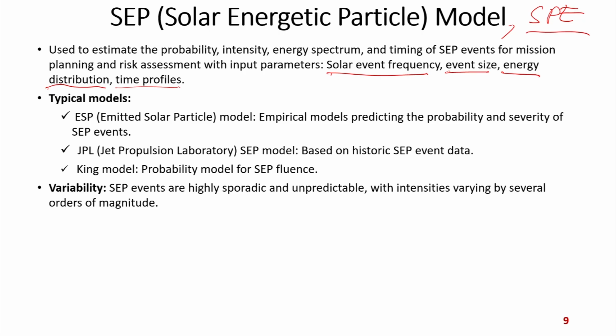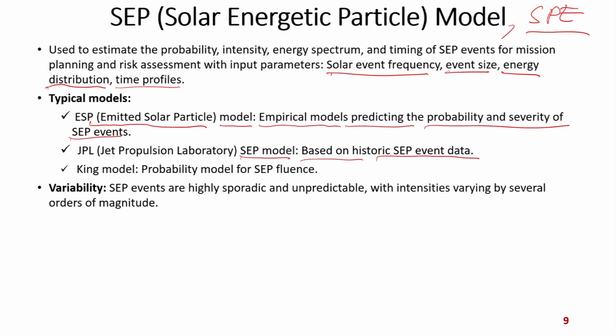So, the typical models are ESP. ESP is the Emission of Solar Protons model. This is an empirical model predicting the probability and the severity of SEP events. Then the other model is JPL, the JPL SEP model, which is based on historic SEP event data. Again it is an empirical model, based on the SEP event data available.